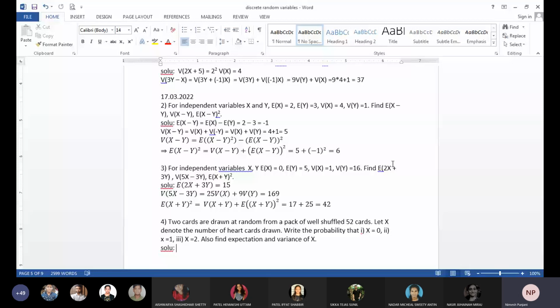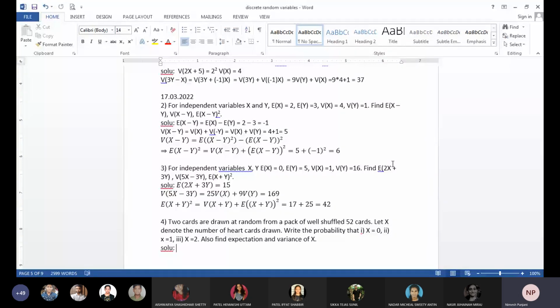So what is the experiment? Experiment is of drawing 2 cards from a pack of 52 cards. X denotes the number of heart cards. We have to find the probability of x equal to 0, x equal to 1, x equal to 2. Also, we have to find the expected value and the variance of x.